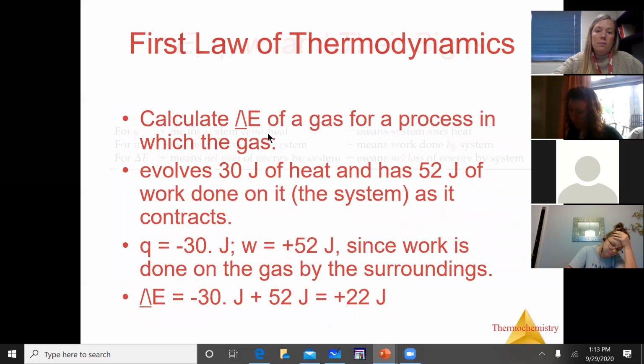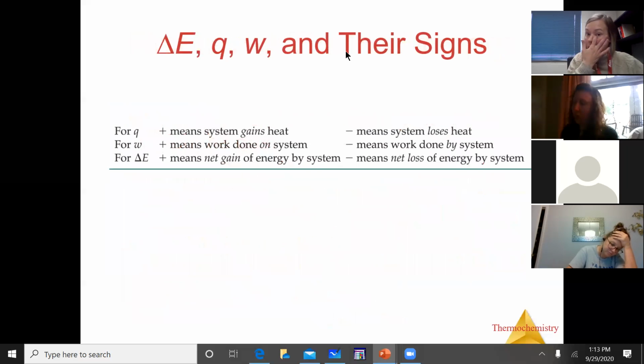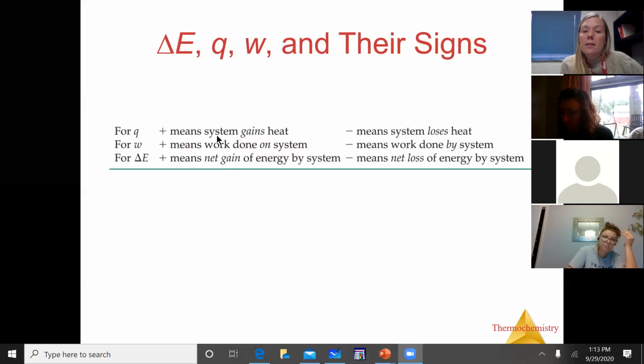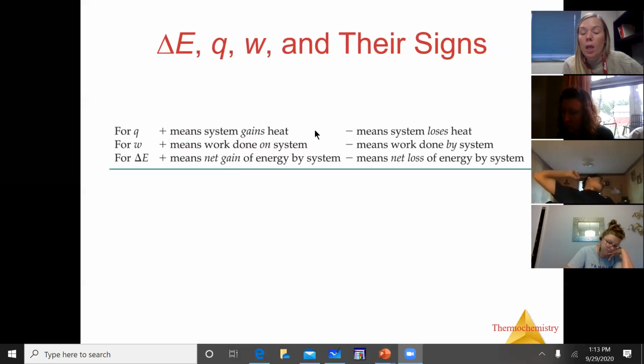So I'm going to skip forward before we do that question, and I want to just look at the signs. Again, for Q, a positive sign means that the system is gaining heat. Anytime we say the system has absorbed heat, has gained heat, has increased heat, we're talking about a positive Q. Anytime the system loses heat, releases heat, donates heat, that is going to be a negative symbol for Q.